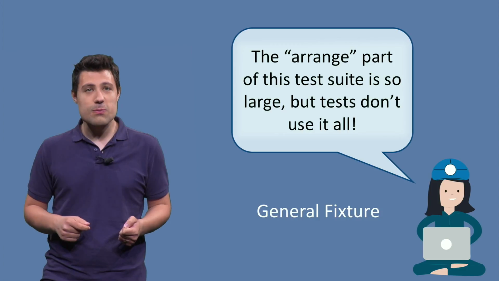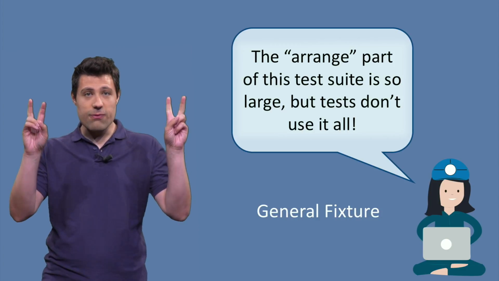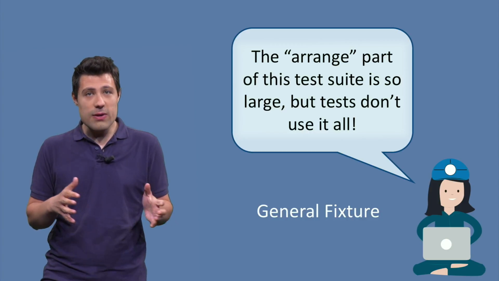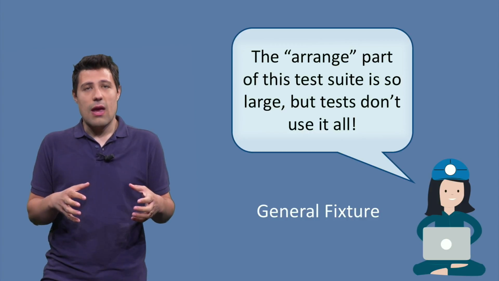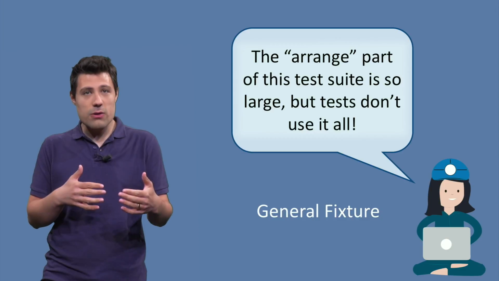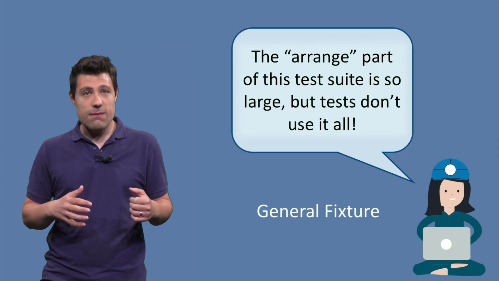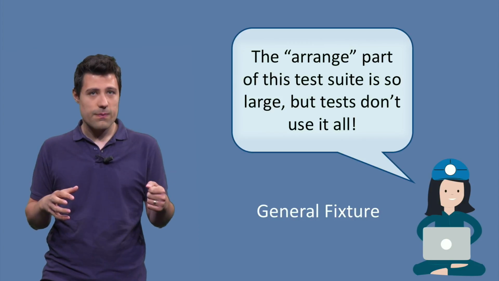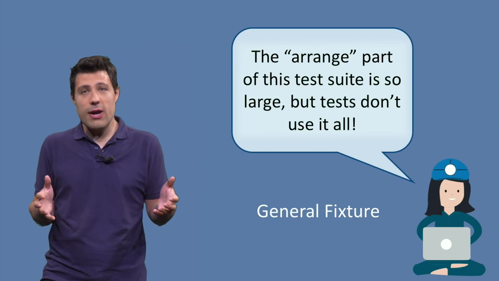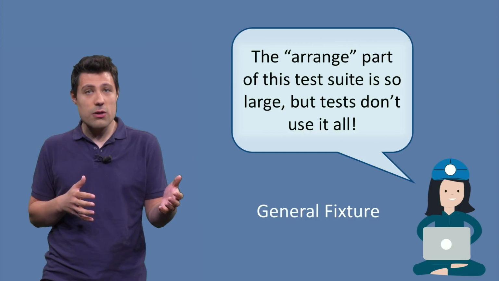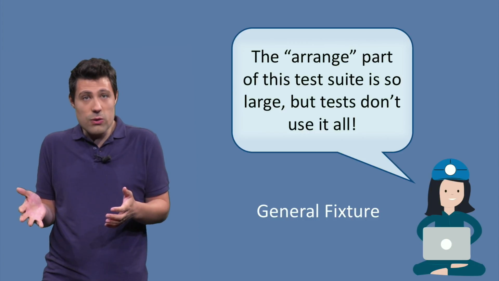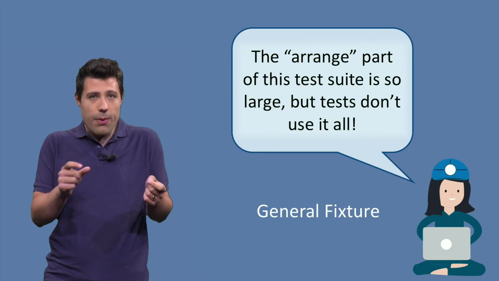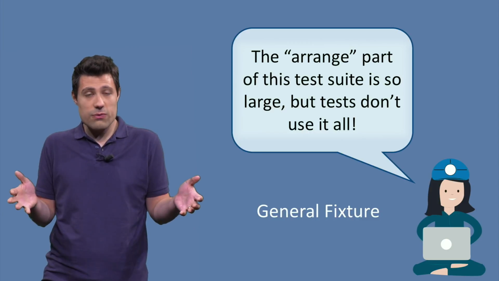The other very common smell is what we call general fixture. In many situations, instead of having small fixtures in each test, and by fixture I mean the arrange part of the test, the developer writes a very large fixture, which is then used by all the test methods. But what we then see in practice is that test 1 uses part of the fixture, test 2 uses another part of the fixture, so all the tests use just a small part, but never the entire fixture, of course.